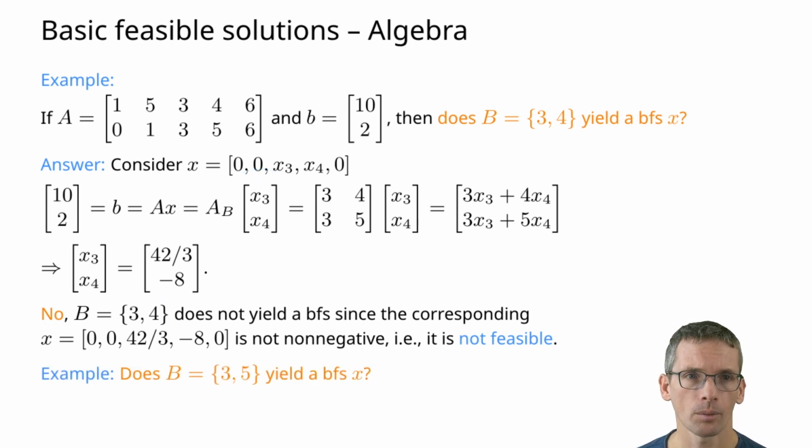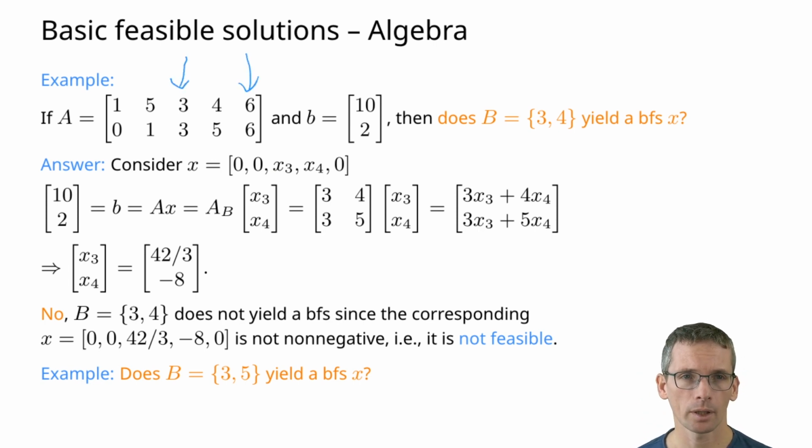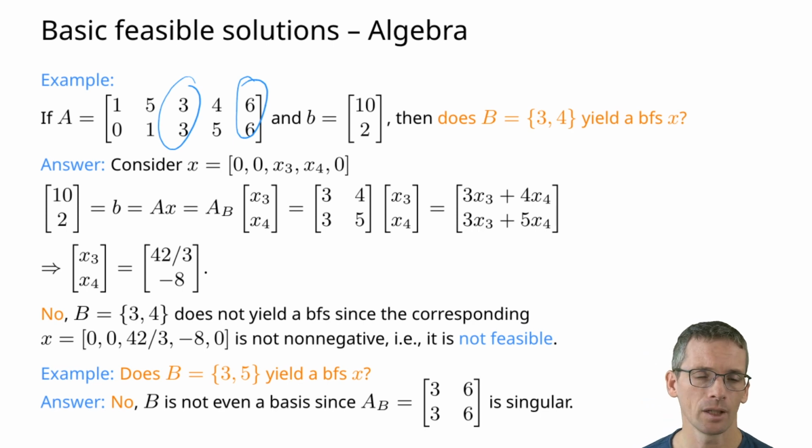How about {3, 5}? Do we get a basic feasible solution if we take this basis? No, because this is not even a basis, because those two columns are linearly dependent.